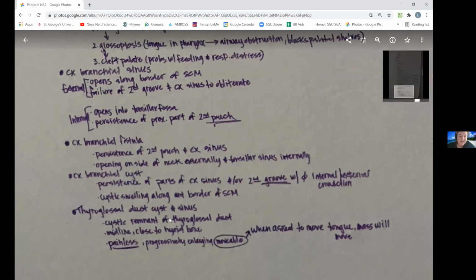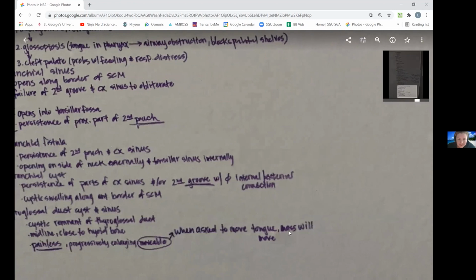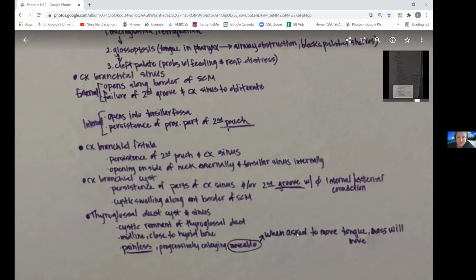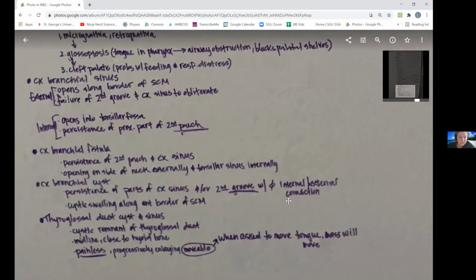In the thyroglossal cyst, there were 3 to 4 questions where you had to differentiate. The biggest thing, of course, is that the thyroglossal duct cyst and sinus is painless and it's mobile. When asked to move the tongue, the mass will move. I'm pretty sure I got that tidbit from Gray's. Branchial cyst, please know it's the second groove. That is very important.